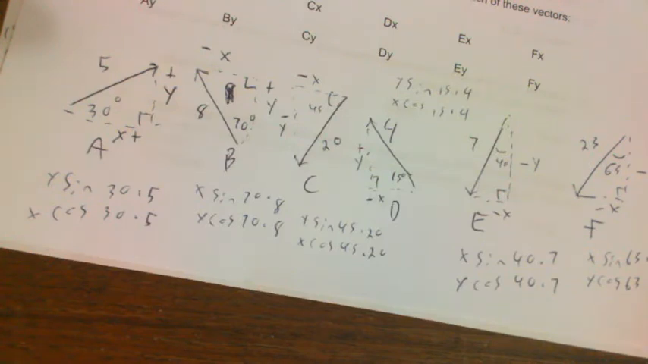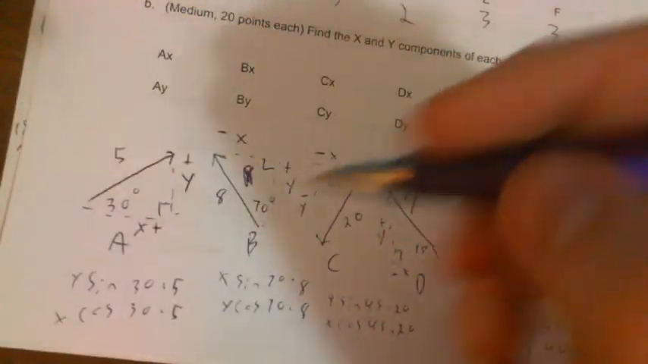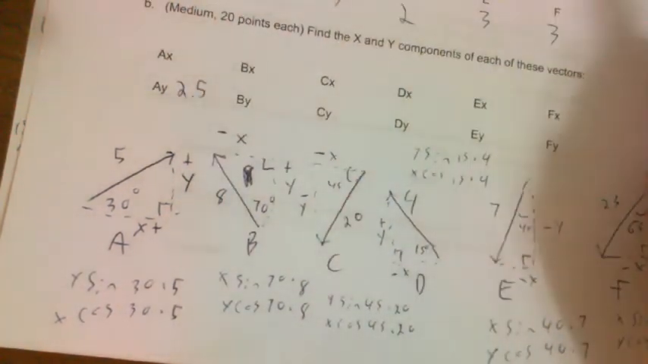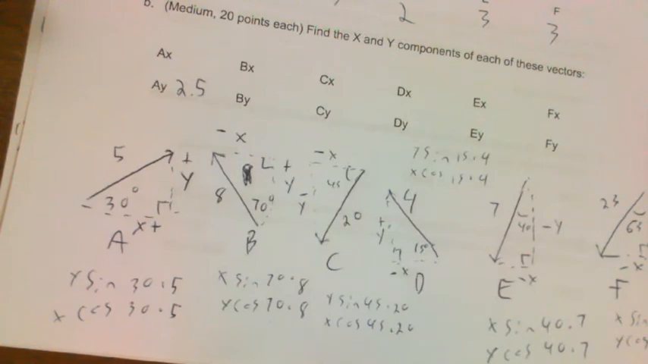Alright, so first things first, we're going to do sine 30 degrees times 5. Sine was the Y component. So AY is going to be sine 30 times 5, which my calculator just told me is 2.5. Then we're going to take cosine 30 times 5, which is 4.3.